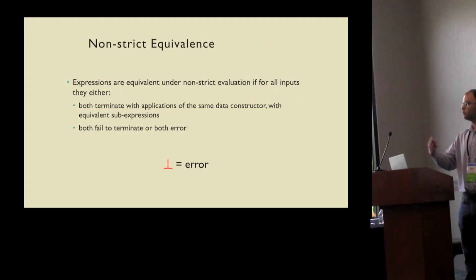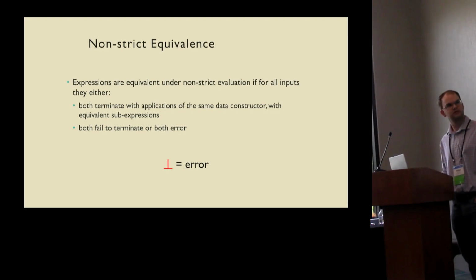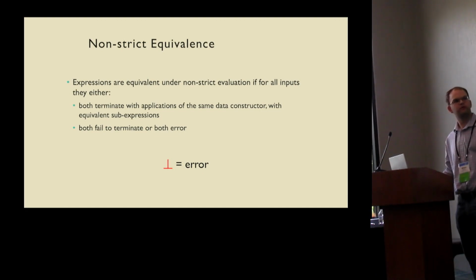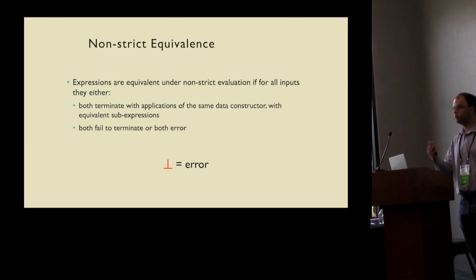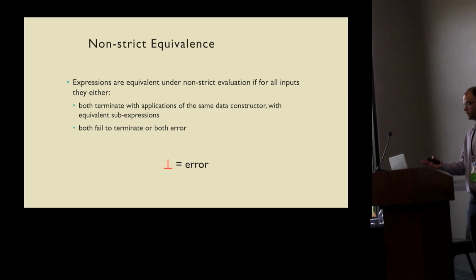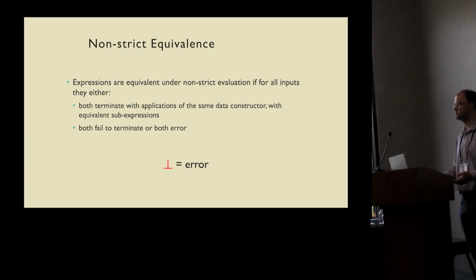When we're considering equivalence of rules, we want to take this non-strict behavior into account. So we say expressions are equivalent if for all inputs, they either both terminate with applications of the same data constructor with equivalent sub-expressions. Again, those sub-expressions need not be reduced. They just need to be equivalent. Or to be equivalent, the expressions can not terminate or error on certain inputs, because a compiler replacing one non-terminating expression with a different non-terminating expression is perfectly fine.